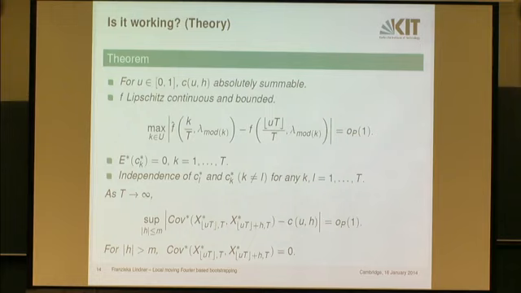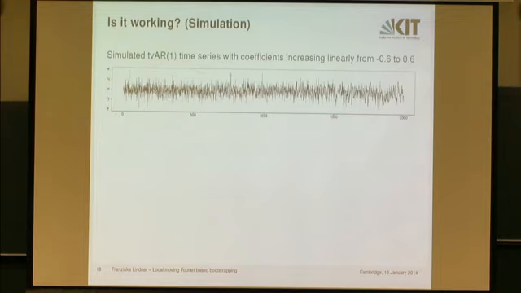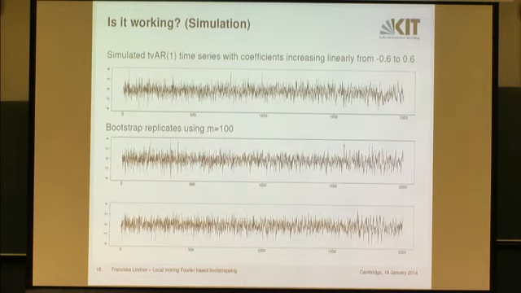Okay, I know too much theory is a bit tedious, so let's look at some simulations. I simulated a time-varying autoregressive time series with coefficient minus 0.6, and it increases linearly to 0.6. And then I used the moving TFT bootstrap to produce replicates. I used m equal 100, which corresponds to a window width of 201. And I got, for example, those two replicates. And I think they look pretty good.